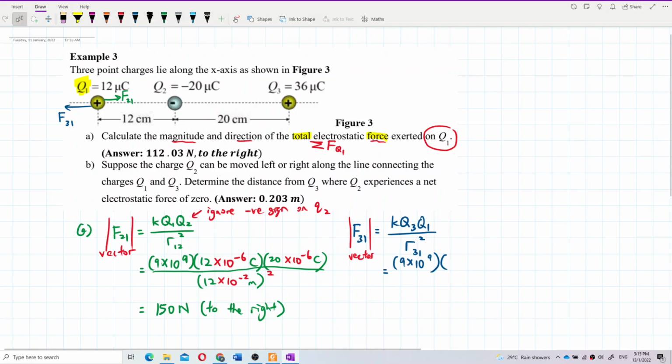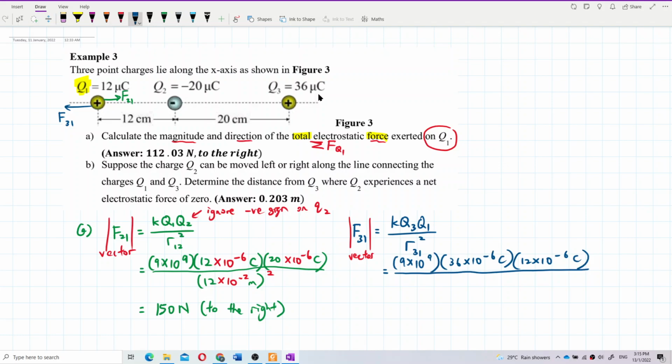Q3 is 36 micro. Again, you have to change to SI unit. Micro is exponent negative 6. And then the Q1 is 12 micro. Also change to SI unit. And then divided by distance between Q1 and Q3.